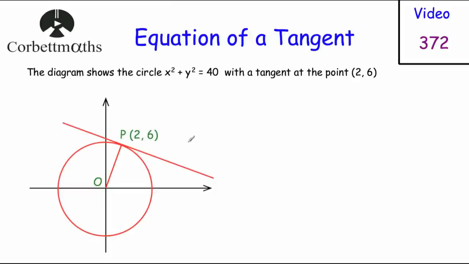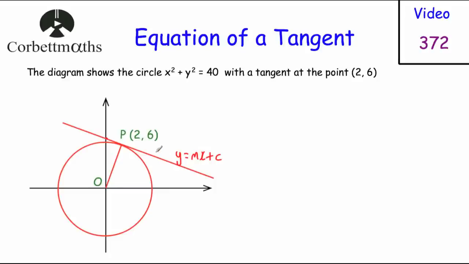So first of all, we know it's a straight line. So we know the tangent will be in the form y equals mx plus c. So we need to find m, the gradient of this tangent, and we also need to find c, where this tangent will meet the y-axis, so this point here. And if we know the gradient of this line, and if we know where the line crosses the y-axis, we will be able to find its equation.